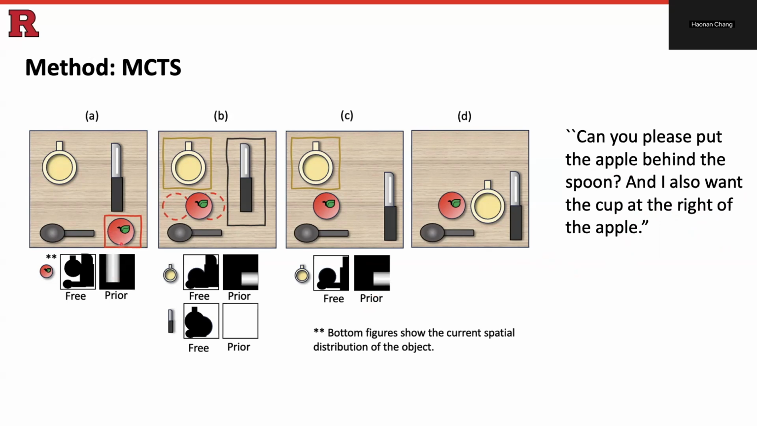So we first sample the position of the apple. We say, I want you to be behind the spoon, so it's somewhere in this region. So I sample this region here, say I sample it here. I will find that if I sample it in this region, it's fine. But if I sample it in this region, it's not fine because the cup cannot be put inside this part. So finally, we choose to sample the apple in this region, and then we can sample the cup in this part.